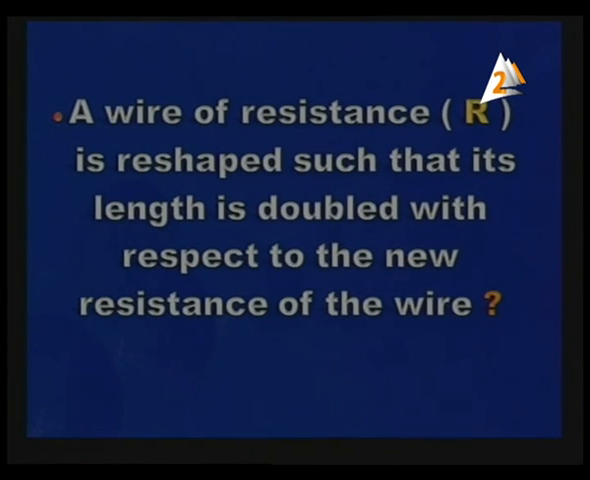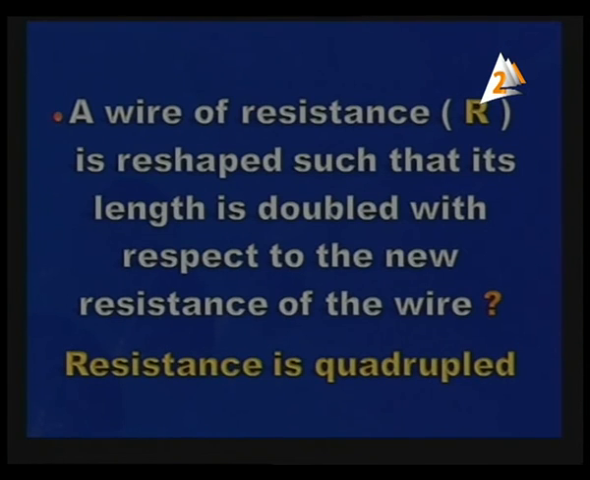Resistance is quadrupled. The question is why? When the length is increased, area is decreased. So length is doubled, area is halved, and each one of them will affect the resistance by doubling the resistance. So it will be quadrupled. Quadrupled means it is made 4 times greater.